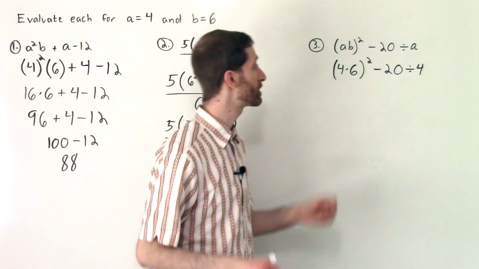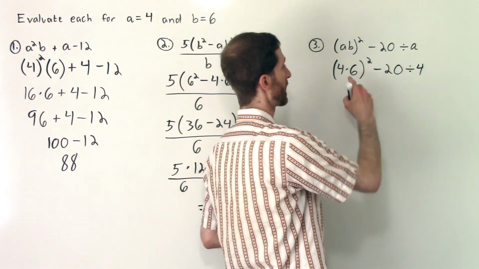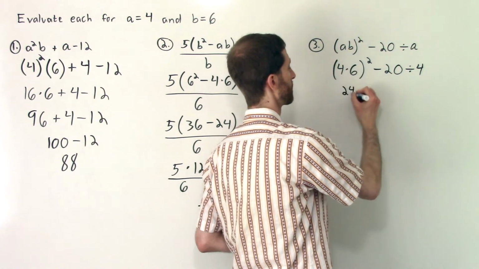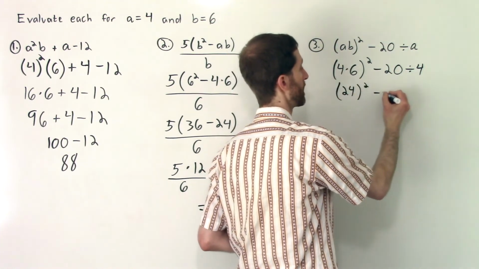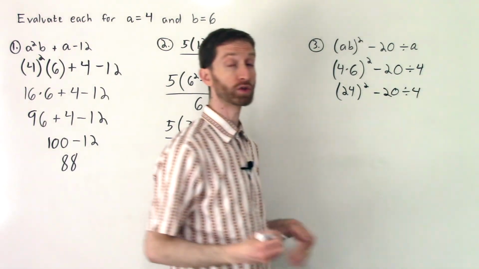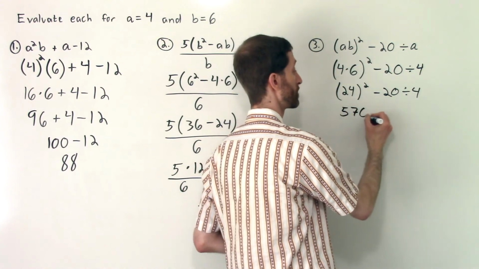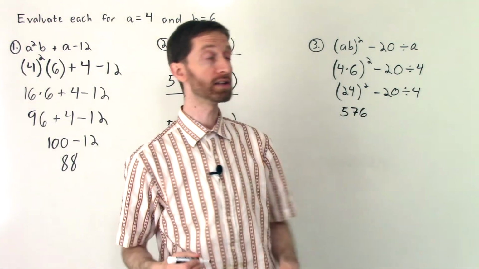And last but not least, we'll use the order of operations on this evaluated piece. We'll go everything inside the parentheses is 24, 4 times 6, squared, and then copy everything else. From here, we've got 24 squared. Exponents come next. That's 576. No shame in using a calculator on that one if you need to.